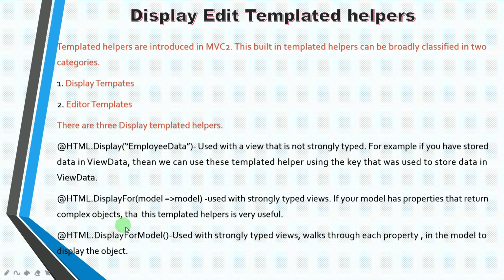we see this one: @Html.DisplayForModel, where model means a lambda expression used with strongly typed views. If your model has properties that return complex objects, then these templated helpers are very useful. If all your controls are strongly typed, then you will use this model. @Html.DisplayForModel used with strongly typed views walks through each property in the model to display the object. So all the properties are displayed using DisplayForModel.